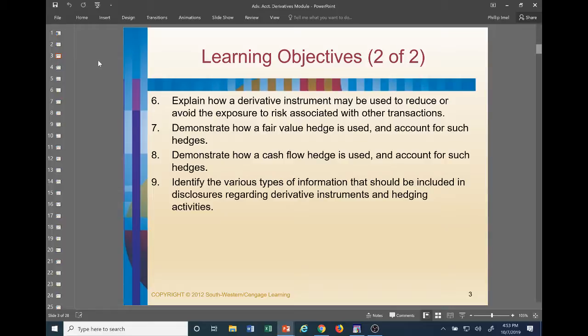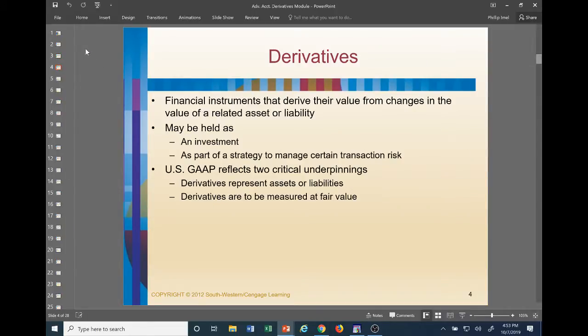Identify the various types of information that should be included in disclosures regarding derivative instruments and hedging activities. So, derivatives. Financial instruments that derive their value from changes in the value of a related asset or a liability. As we said before, it may be held as an investment or as part of a strategy to manage certain transaction risks. Now, U.S. GAAP reflects two critical underpinnings, as we just said. Derivatives represent assets or liabilities, and derivatives are to be measured at fair value.